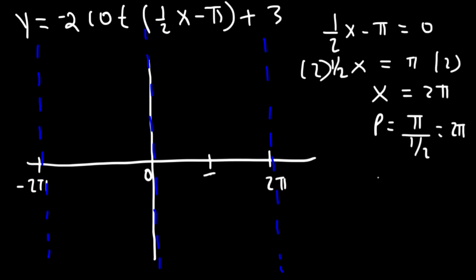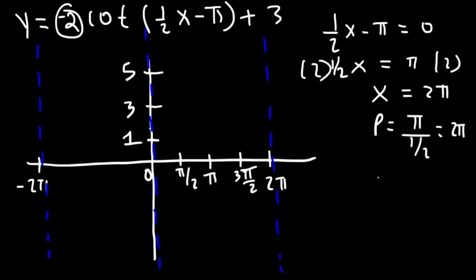Between 0 and 2 pi, it's going to be pi, and then we'll have these points: pi over 2 and 3 pi over 2. Now the graph has been shifted 3 units up, and the amplitude is 2. So let's go up 2 units, which will take us to 5, and down 2 units, which will take us to 1. So at the center, at pi, it's going to be at the center line, which is 3.